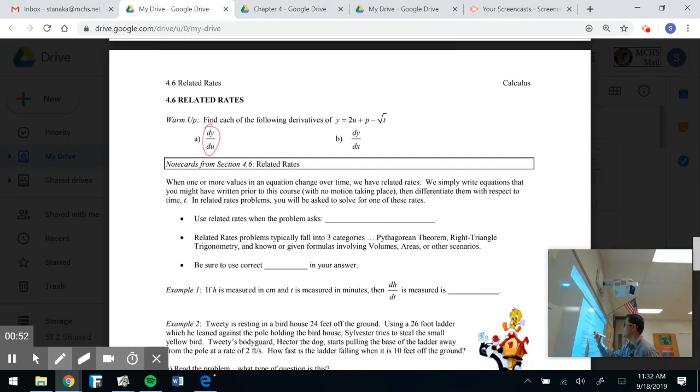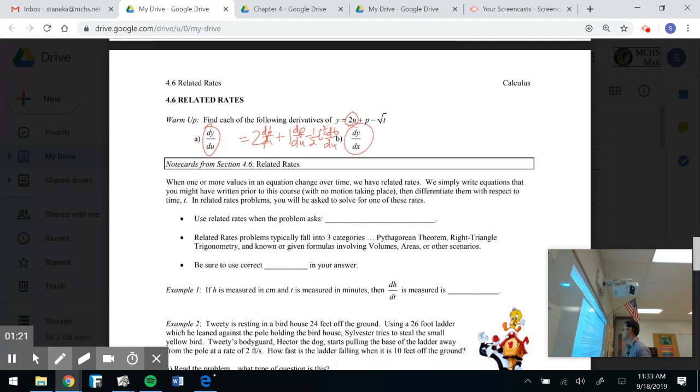dy du is equal to the derivative of 2u, which would be 2 du, right? And we usually don't write the du, so it would just be 2. But for the p, the derivative of p would be 1, but then I have to add the dp du because I'm really doing the derivative with respect to u. And my last one would be t to the 1/2, which would be 1/2 t to the negative 1/2. But since I'm supposed to be doing it with respect to u, I have to add the dt du.